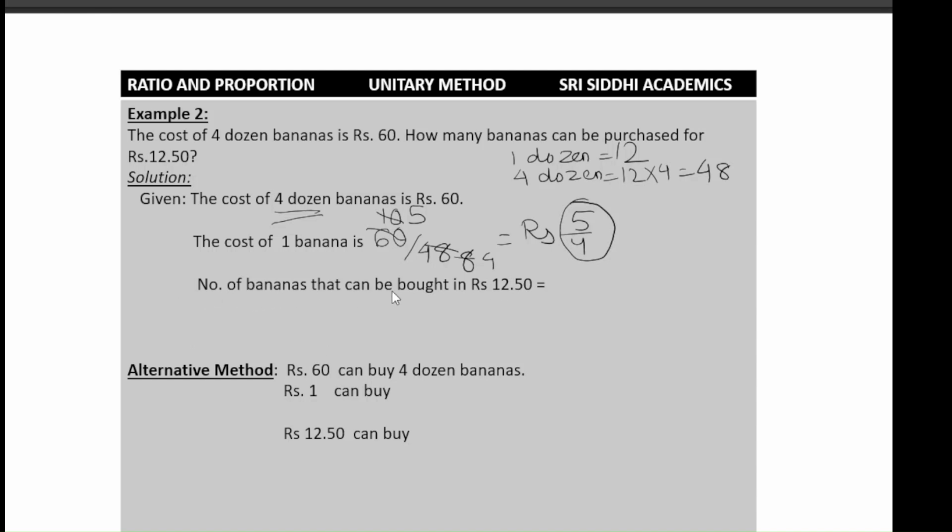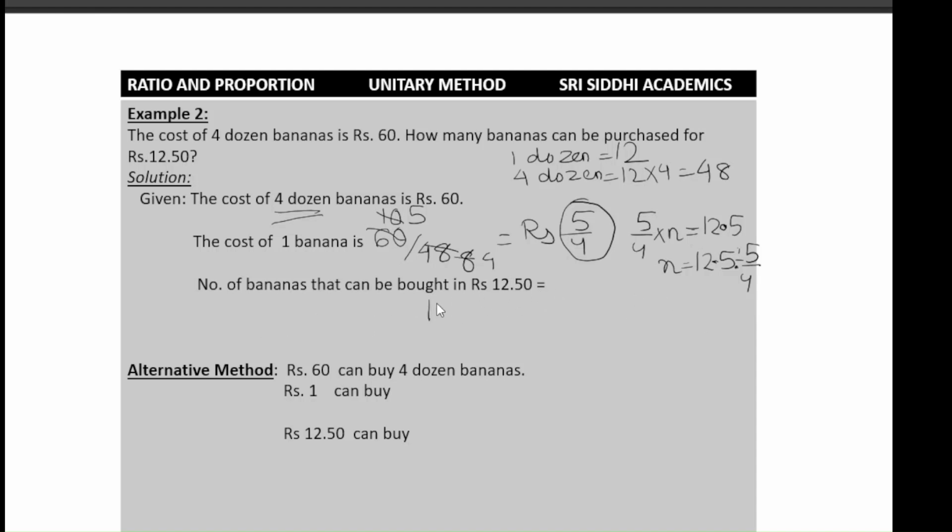So number of bananas that can be bought in rupees 12.50. How will I find that? See, 5 by 4 is the cost of one banana. Suppose there are n number of bananas that cost 12.5. Okay, 12.5. So n will be equal to 12.5 divided by 5/4. That is how I am going to find not the cost, but the number of bananas that can be bought in rupees 12.50.